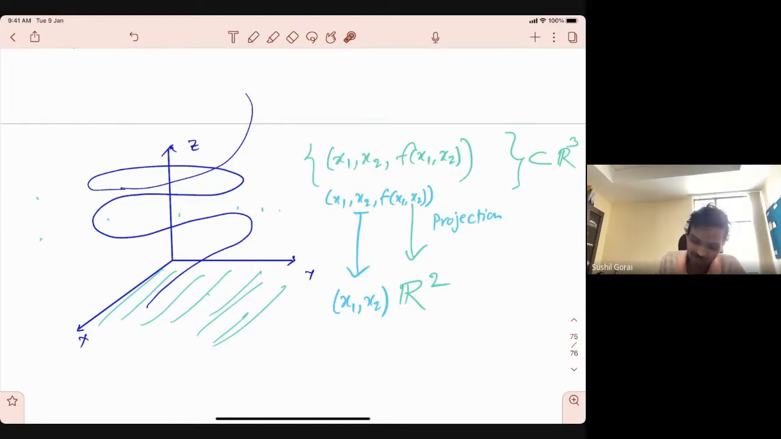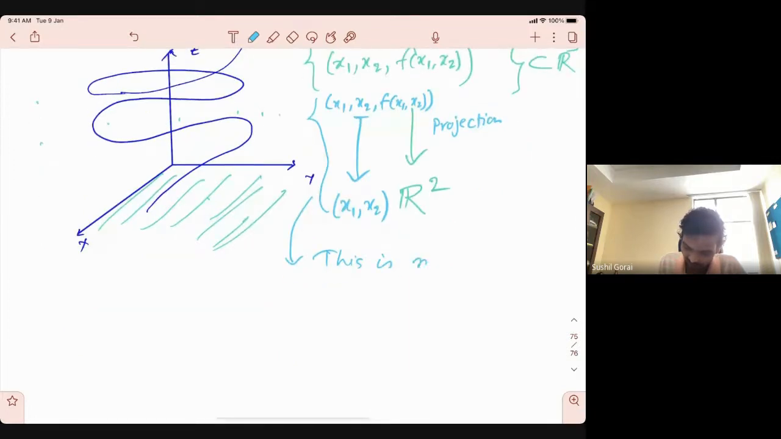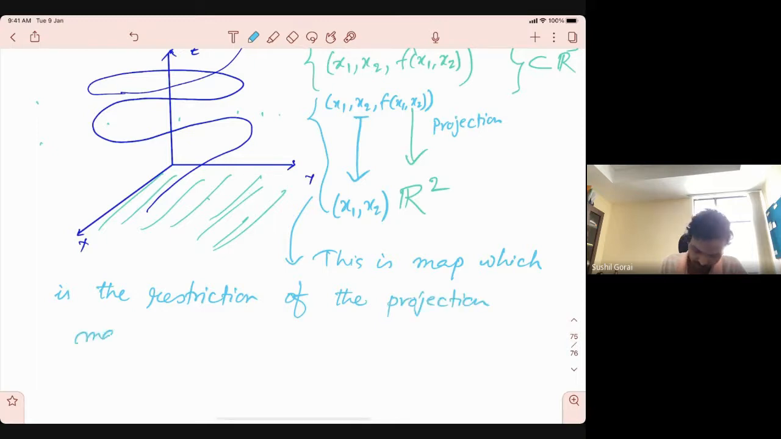So this map is a restriction of the projection map, right? So this is actually a map which is the restriction of the projection map (x1, x2, x3) goes to (x1, x2). Now this is a linear transformation, right?